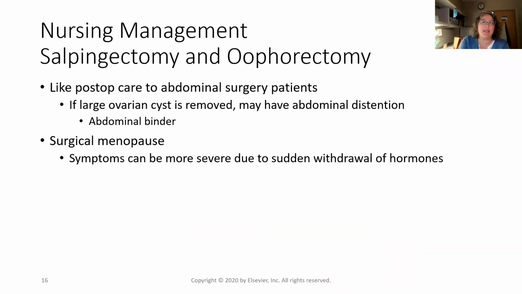For a salpingectomy and an oophorectomy, the post-op care is similar to abdominal surgery patients. If a large cyst was removed, they may still have that abdominal distension that we talked about with a hysterectomy. They may have an abdominal binder to keep that surgical site closed. And people who do not have their ovaries anymore have an instantaneous loss of their estrogen and their progesterone. So they may have a really bad menopause because one minute they had that hormone source in their body and then they didn't.